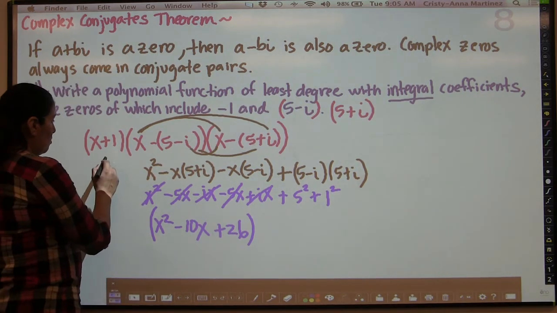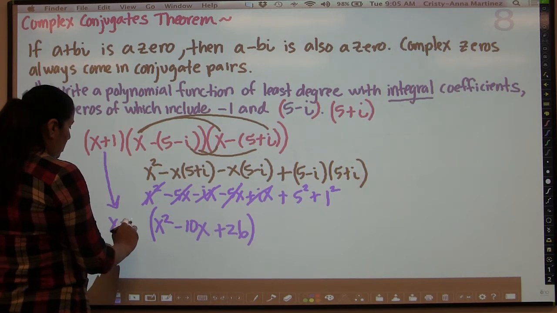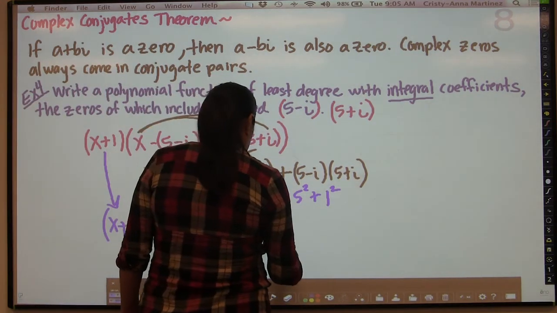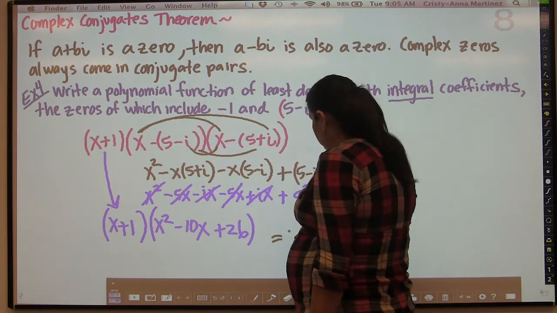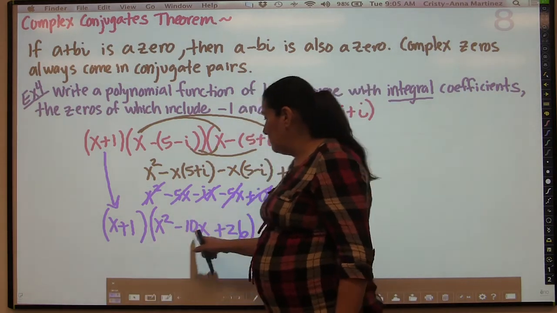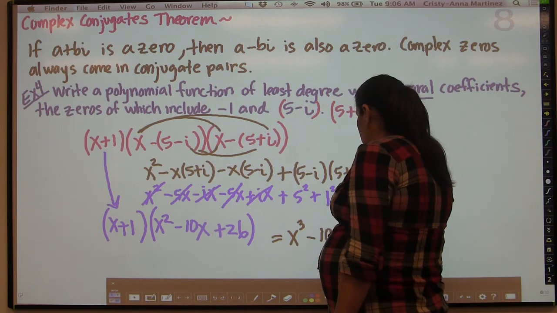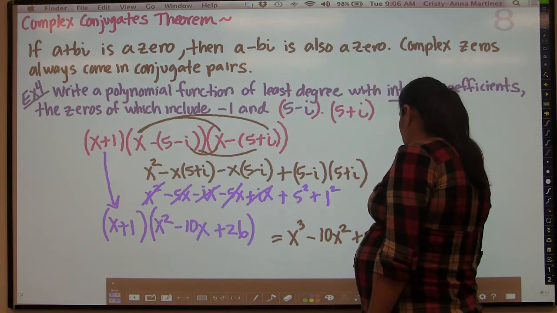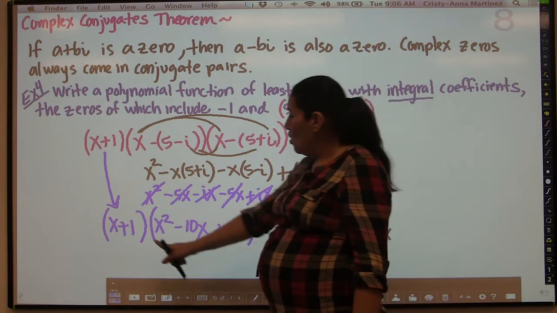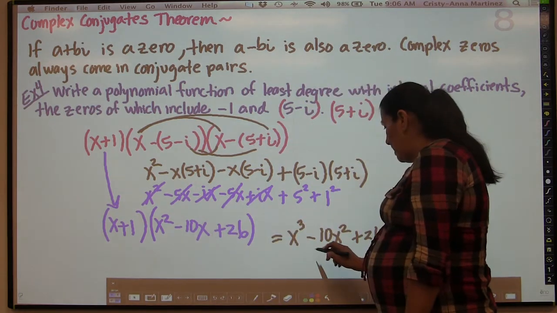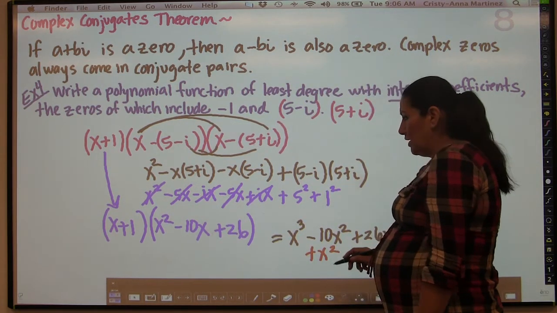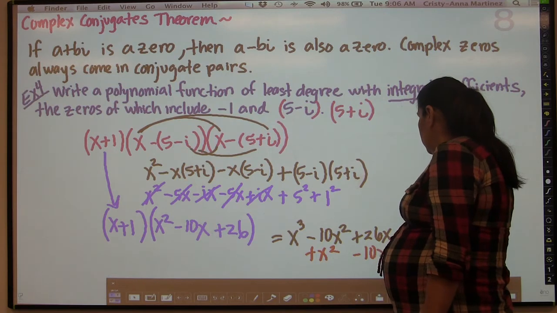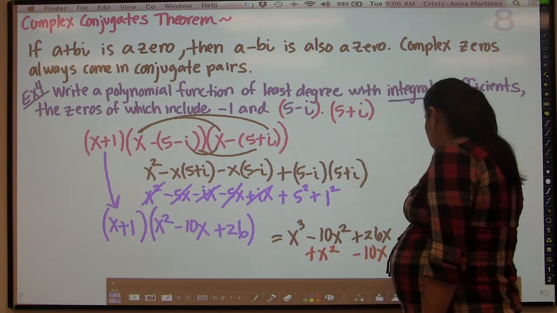And our last step is to multiply it by x plus 1 to get our cubic, which basically means I'm going to take and go x times x squared, x cubed, x times negative 10x, which is negative 10x squared, x times 26, which is positive 26x. Then we're going to go 1 times x squared, which is x squared, and I'm going to put that right under the other x squared so I can add them later. And then 1 times negative 10x is negative 10x. And 1 times 26 is 26.